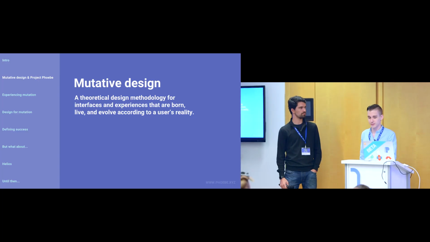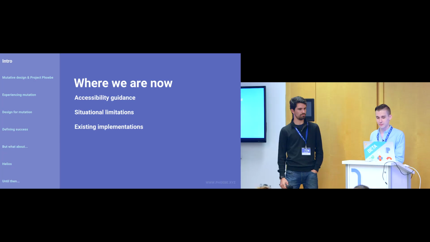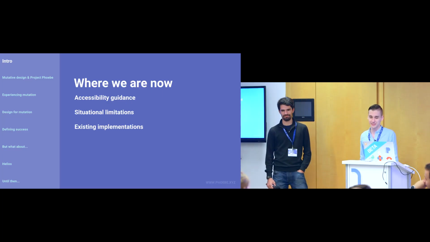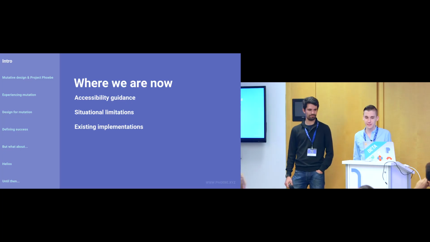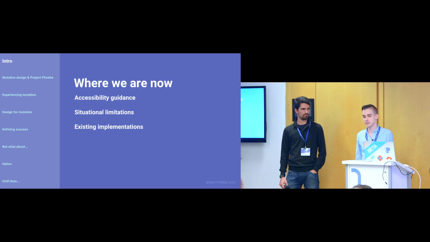Well, first of all, before we define what that actually means, where are we now? One of the main applications that I can think of for mutative design is accessibility, because where we are now with that is there is some great accessibility guidance. And as we learned in the keynote today, there are great ways to make sure that you're building an experience that isn't just accessible, but inclusive from the very start. But unfortunately, existing implementations are too often only partially implemented, or accessibility is left behind entirely.